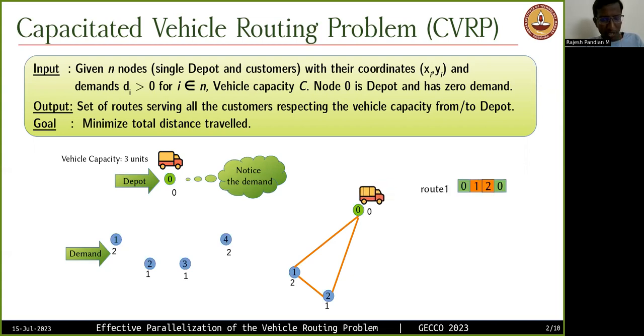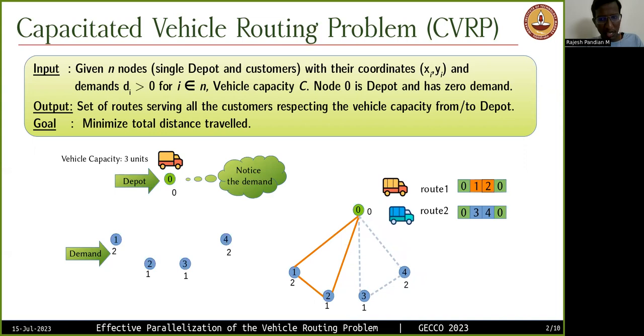Route 1 starts at the depot, goes to customer 1, customer 2, and back to the depot. Similarly, a route with a dashed blue line starts at the depot, goes to 3 and 4, and back to the depot. So this is one possible solution. Notice that we have 2 routes in this solution because of the vehicle capacity constraint. We cannot accommodate even one more customer inside a route because in each of the routes, we have already reached the maximum capacity 3.